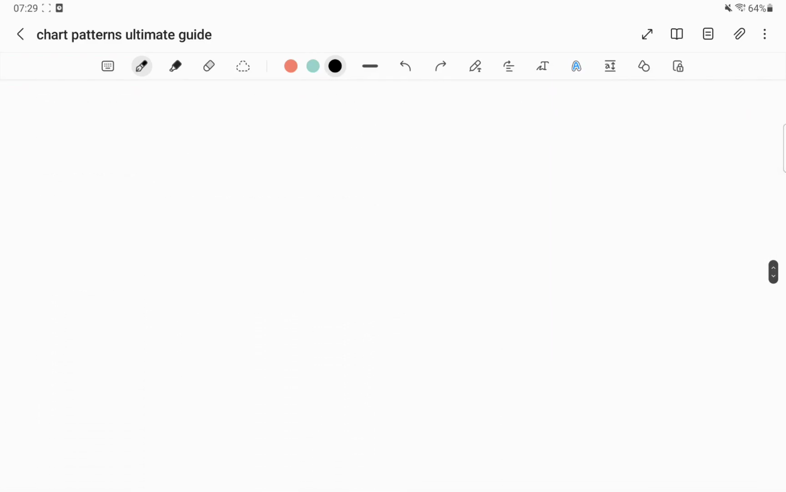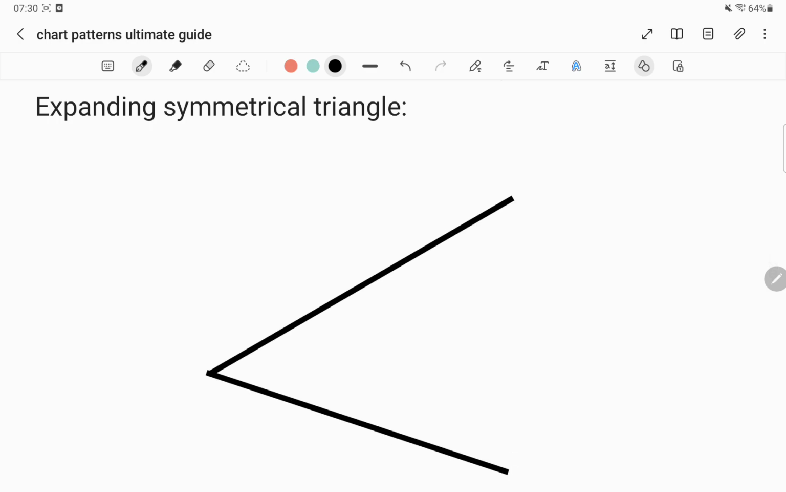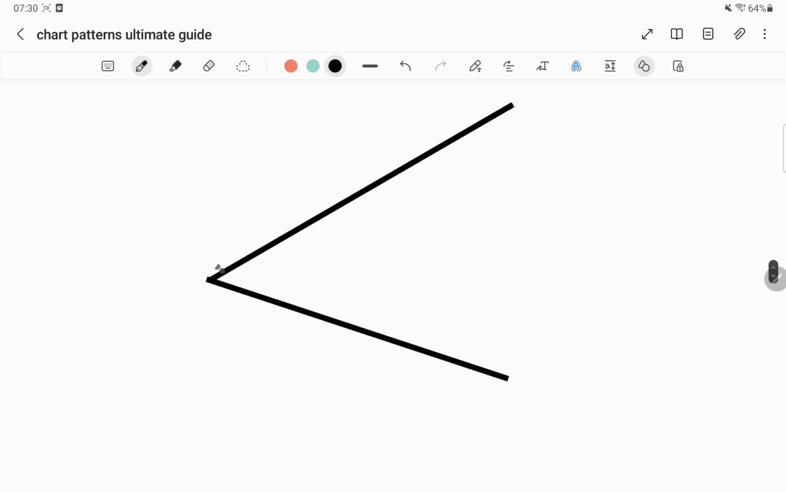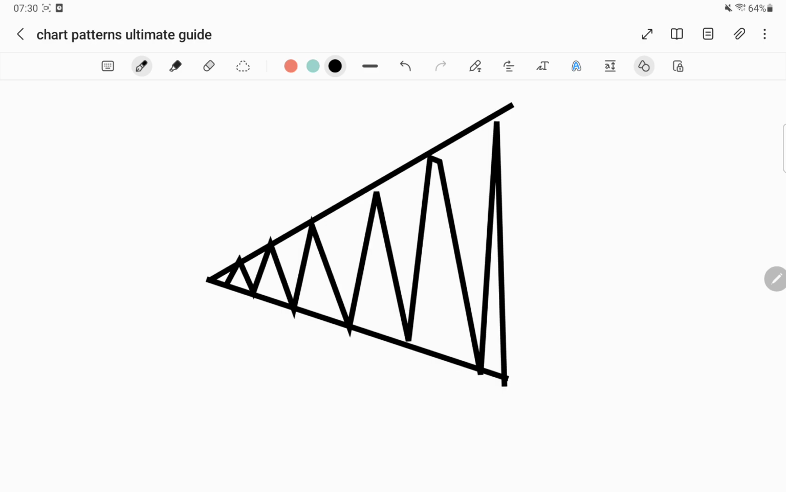Right, and then you've got your expanding symmetrical triangle. There's no example for this because I can't find one. But basically, you have something like this, right? You have your triangle as you would normally. You might have some trading that starts off quite narrow, and then we widen up as we go along. There you go. So you have something like that. And that's how your trading would be.